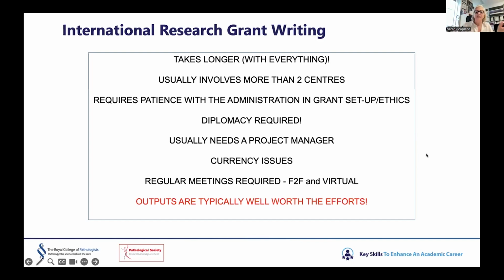But once you obtain this volume of money, and it's clear what work packages are being done where and how they interlink with each other, the outputs of such a program grant are just fantastic, and they're well worth the effort. So even though there may be a bit of frustration during the whole process, it's really worth the effort.